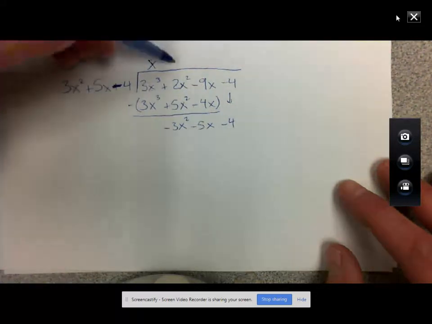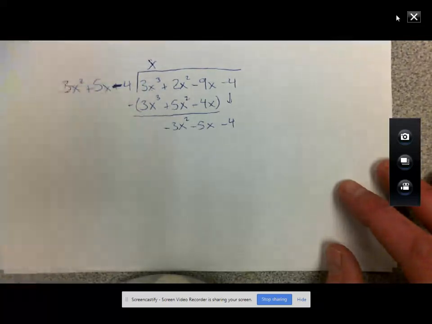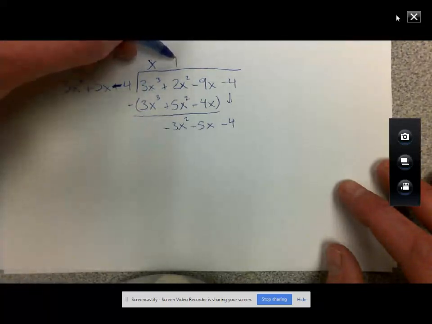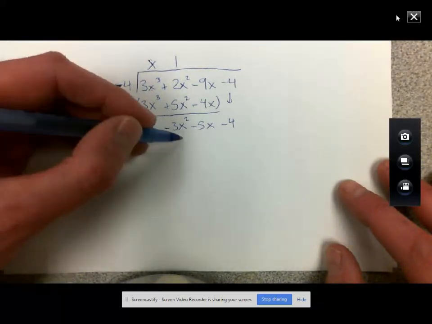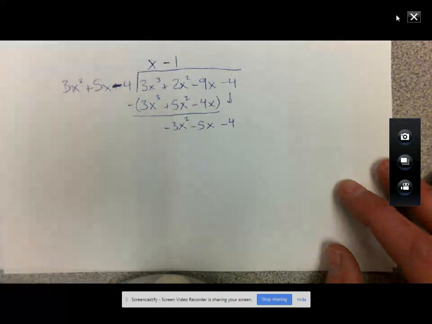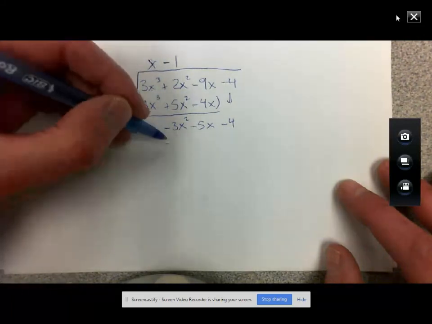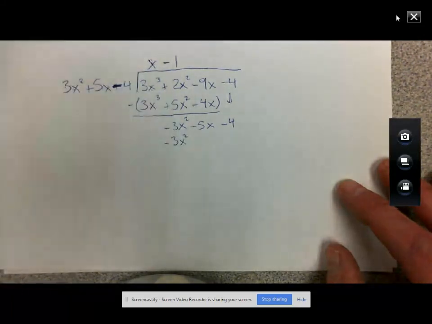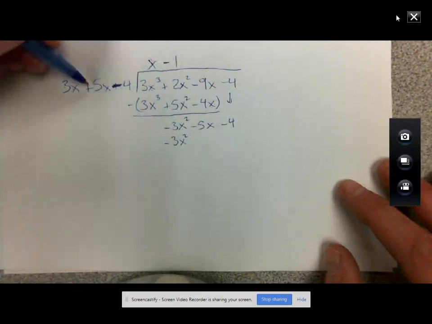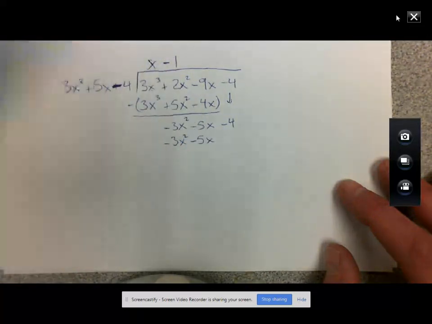Now I'm asking, something times 3x squared is going to give me a negative 3x squared. Well, 1 times 3x squared would give me 3x squared, which is not quite negative 3x squared. So I'm going to have to do a negative 1 or a minus 1. So minus 1 times 3x squared gives me a negative 3x squared. Minus 1 times positive 5 gives me a negative 5x. And negative 1 times a negative 4 is going to give me a positive 4.